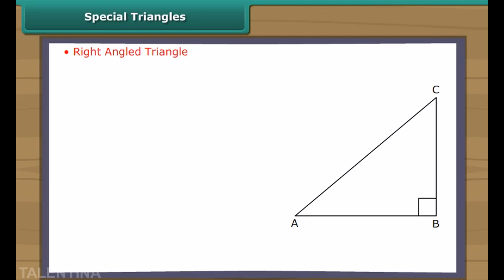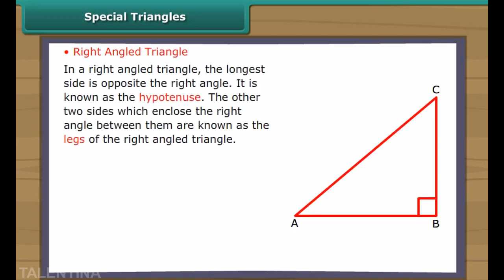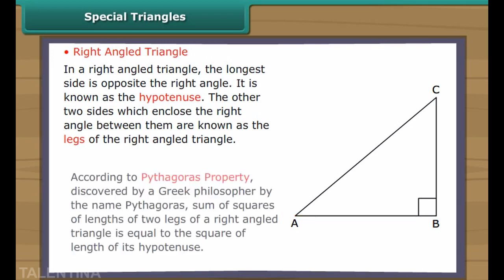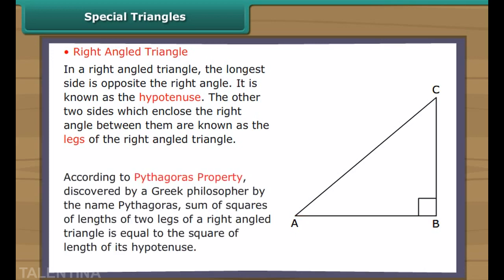Right-angled triangle. In a right-angled triangle, the longest side is opposite the right angle. It is known as the hypotenuse. The two sides which enclose the right angle between them are known as the legs of the right-angled triangle. According to Pythagoras' property, discovered by a Greek philosopher by the name Pythagoras, the sum of squares of lengths of the two legs of a right-angled triangle is equal to the square of the length of its hypotenuse.